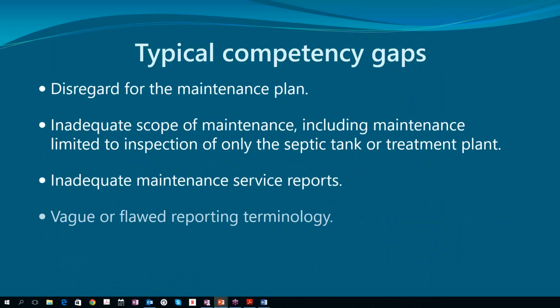Bad maintenance service reports, vague or flawed reporting terminology, which goes back to that problem where they say the system has failed, or the system needs replacement, or the system is just fine. Don't worry about it. It's going to work great. All of that is going to get you in trouble, and that brings us to that reporting terminology that we looked at in Appendix G of OWRP policy. Poorly equipped MPs, maintenance providers need a pipe camera and some other things.